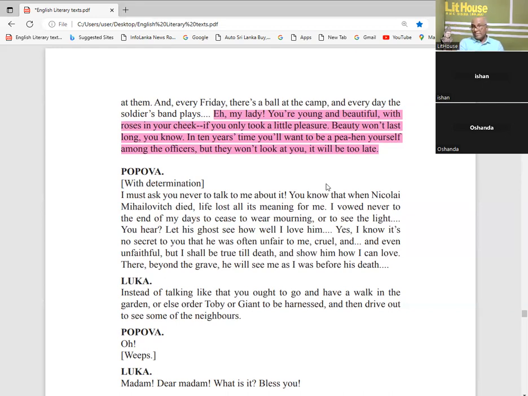If you took a little pleasure, if you want to enjoy, you can enjoy it. Beauty won't last, as you know. Beauty will not last long. What is the idea? Human beauty is not permanent. Human beauty will change. Right? Luca explains the nature of human beauty.